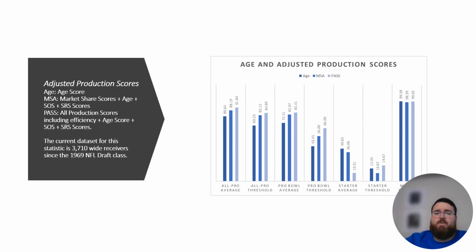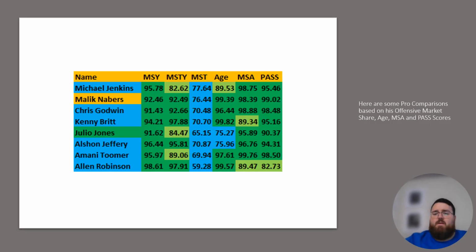Looking at Malik Nabers, hit it out of the park, man. In terms of 90th percentile in his age score, MSA score, and PASS score. And if you look at the All-Pro averages, the Pro Bowl averages, the starter averages, everything you can look at, he hits well in line with those guys. So great overall profile from that kind of perspective for Nabers in terms of having All-Pro and Pro Bowl level potential. Here are some of the comparisons for him.